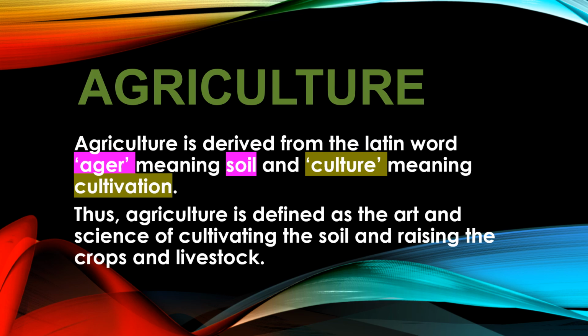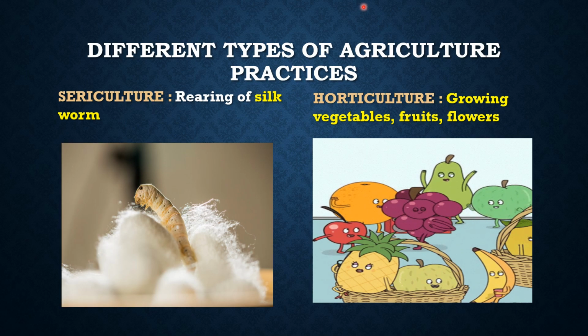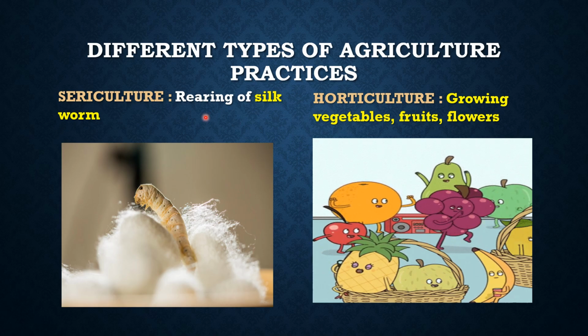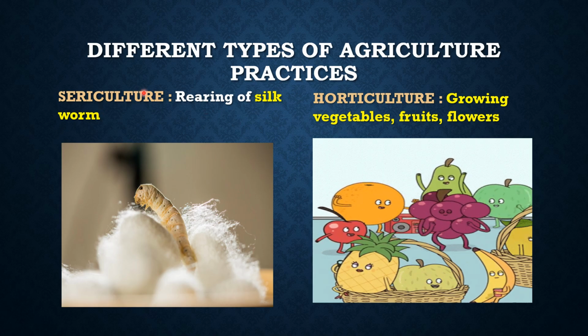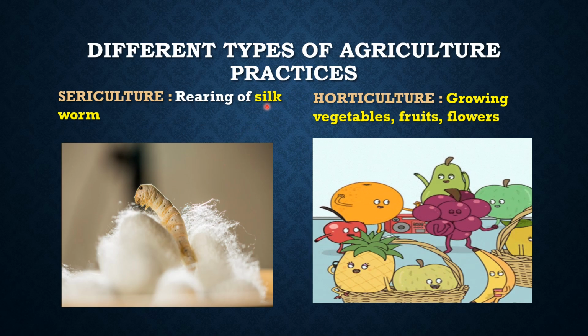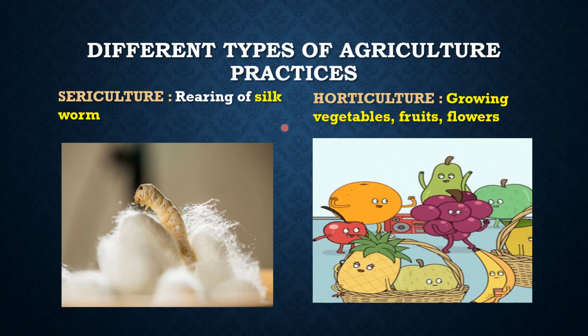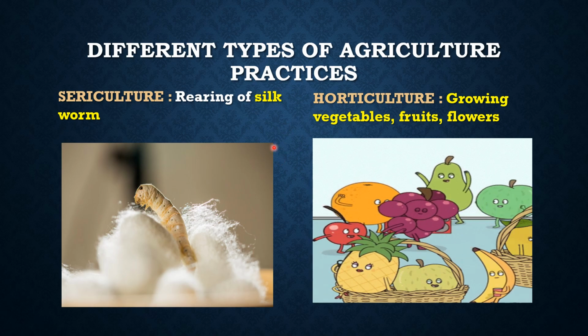Now let's talk about the different practices of agriculture. Now we must have heard about sericulture. It is rearing of silkworm. Now we all know why we produce silk. So we produce silk for silk clothes.